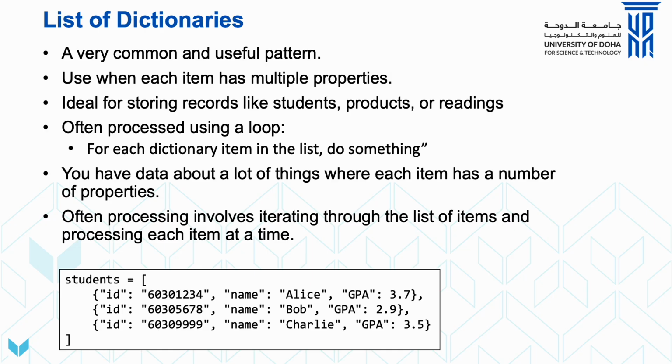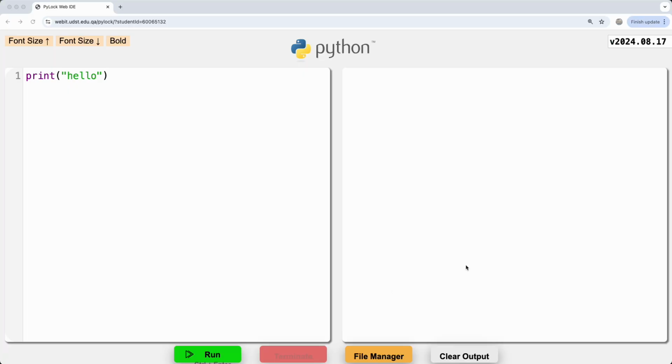Now, inside each of the dictionaries, we have a whole bunch of properties. We have an ID, which happens to be of type string. We have a name, which happens to be a string. And we also happen to have a GPA, which appears to be a float. All right, so there we go. So yes, we have 3 students in total. Okay, excellent. So what we're going to do is start writing some functions based on this.